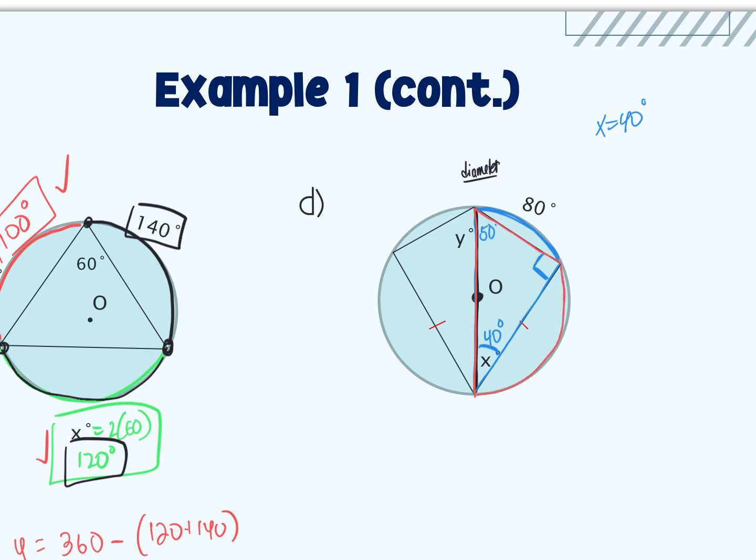intercepted arc, which makes sense because 50 times 2 is 100, and notice that this forms a half circle, and 80 plus 100 is 180. So that makes total sense, right?